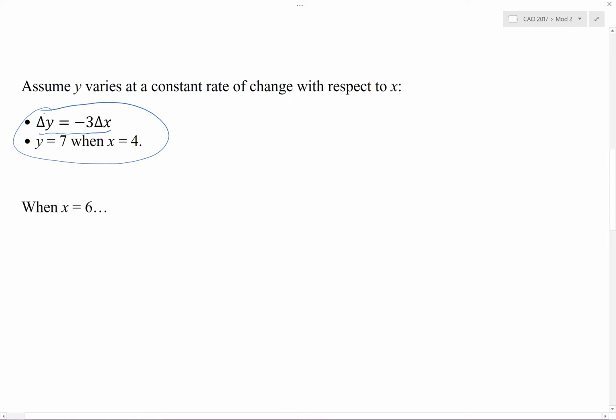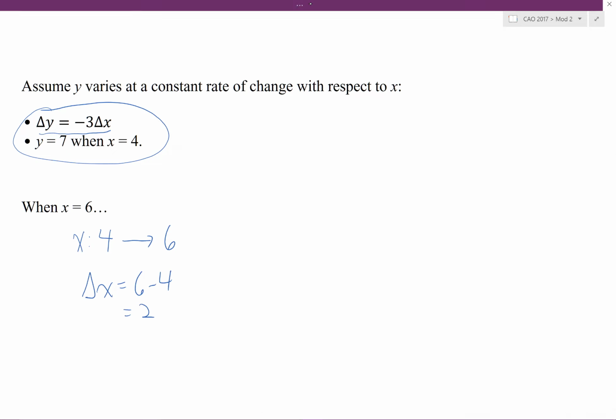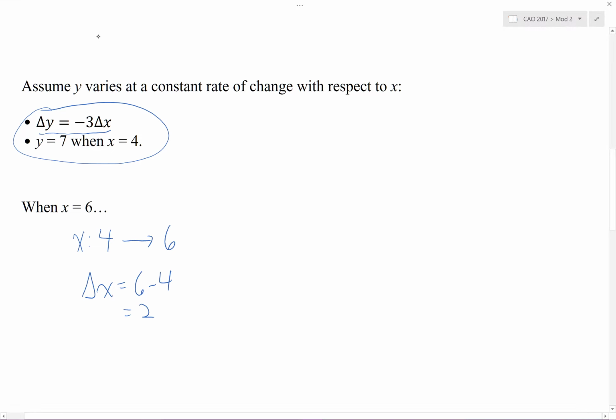So for example, when x equals 6, we can imagine x changing from an initial value of 4 to a final value of 6. And this change in x is equal to 6 minus 4, which equals 2. Now, given the constant rate of change of -3, we know that the change in y has to be -3 times as large as the change in x. So the change in y is -3 times 2, which equals -6.